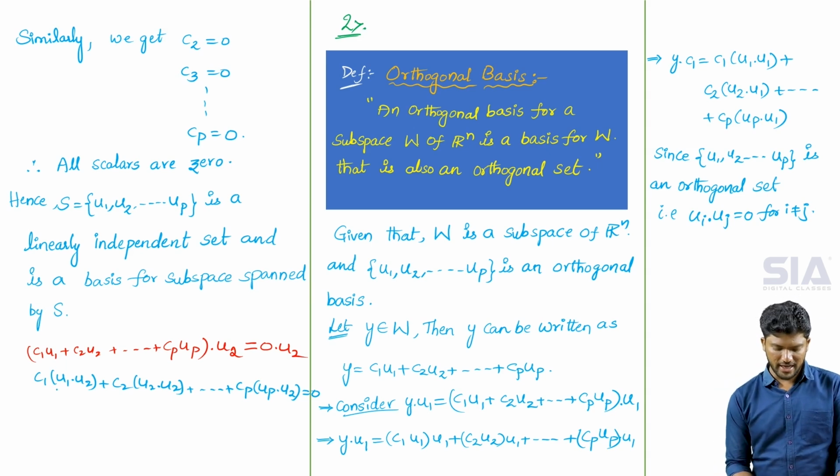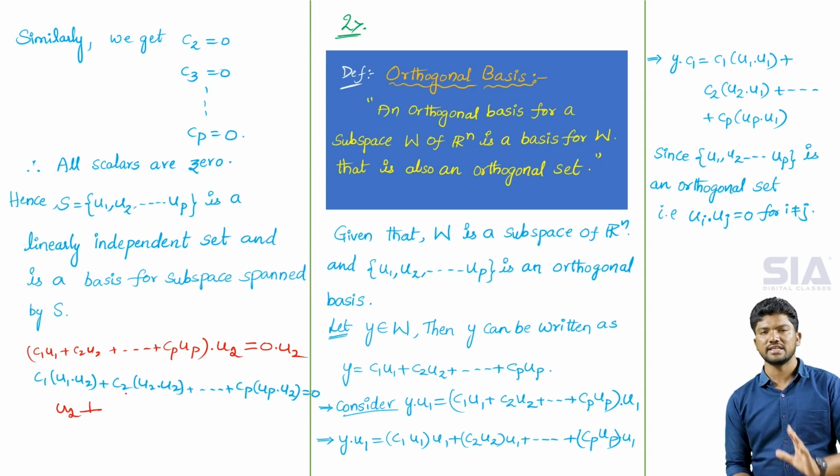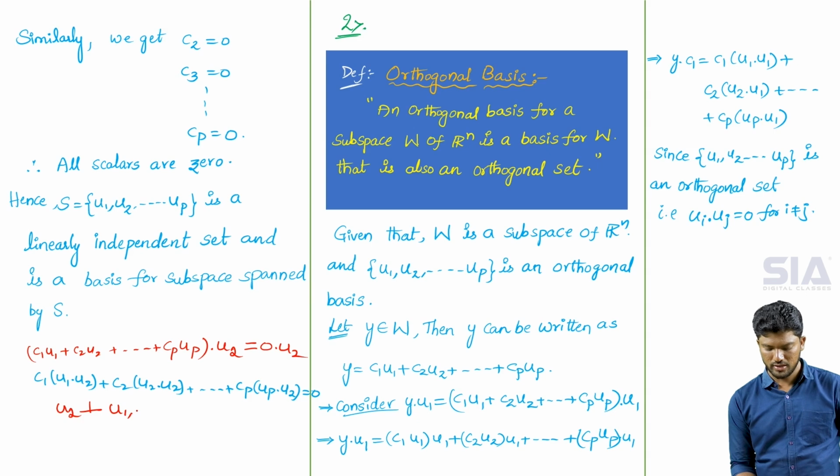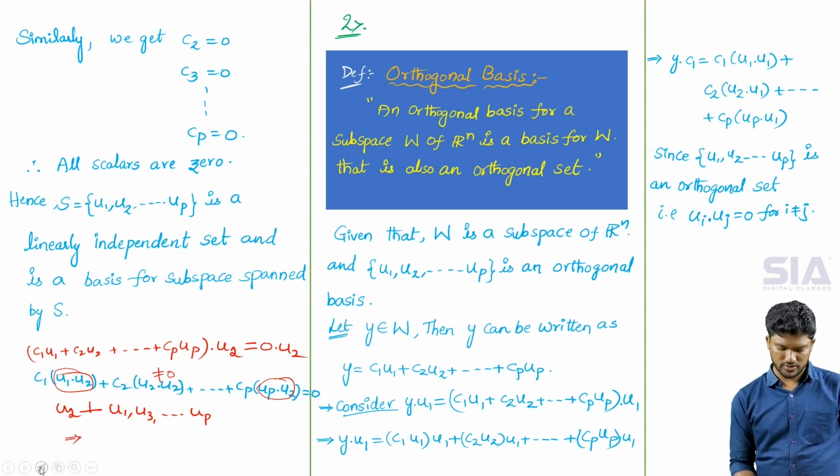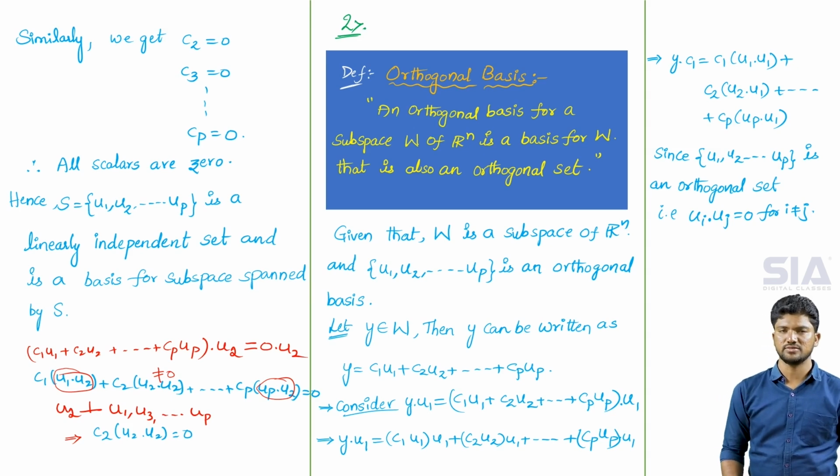So clearly here U2 is orthogonal to the remaining vectors in capital S, the remaining vectors U1, U3 up to so on U suffix P. That means this value will become 0, this value is not equal to 0, and this value will become 0. So therefore you will get only C2 into U2 equal to 0. All values will become 0 except the second term, the C2 value.